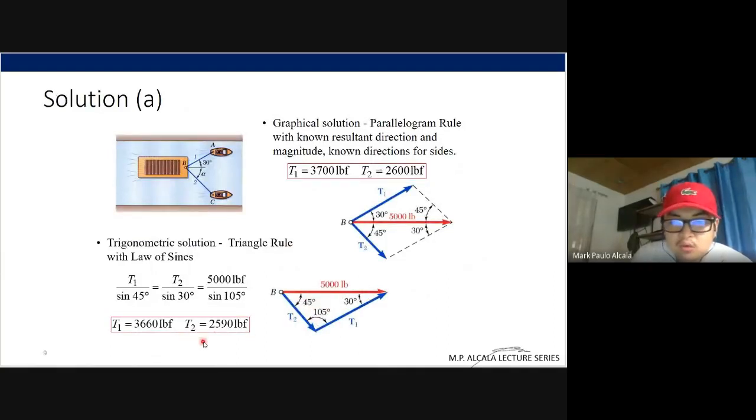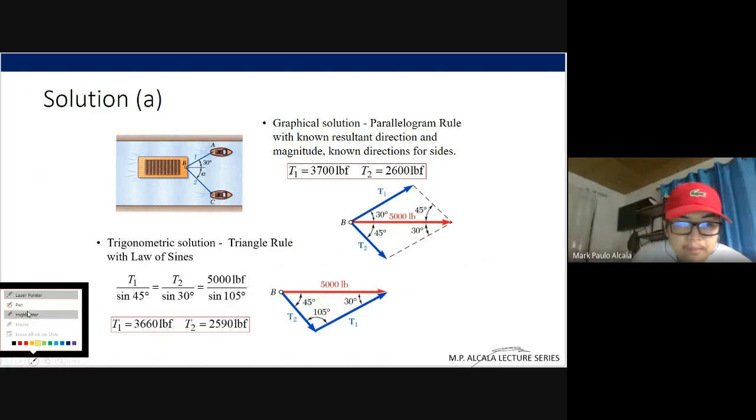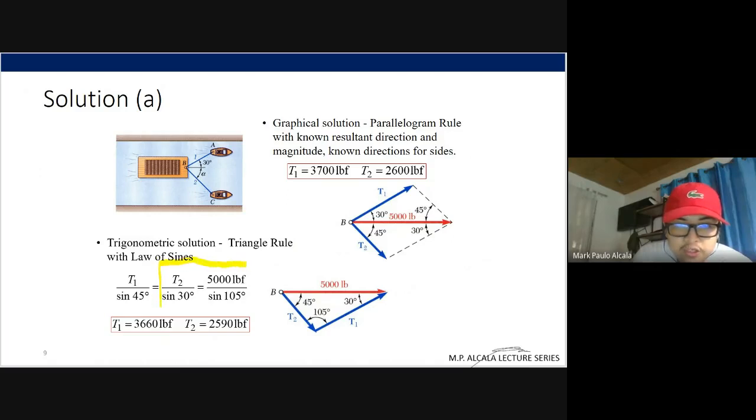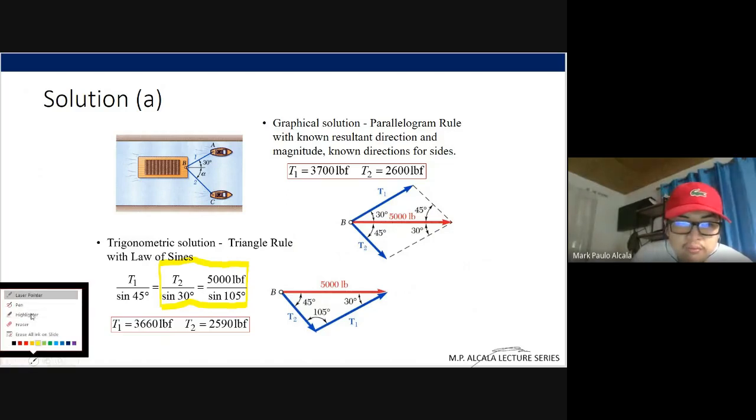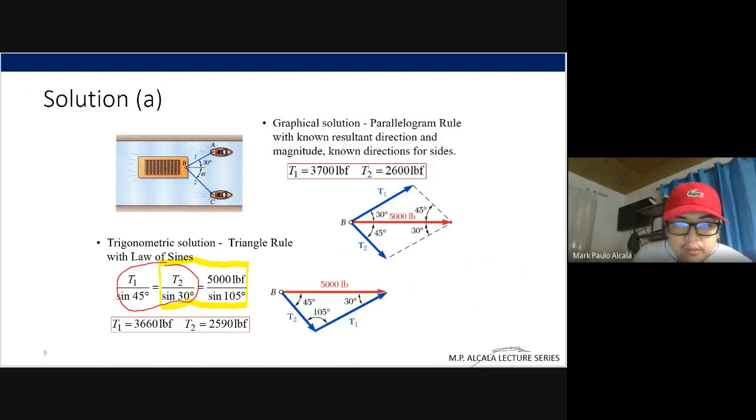So T1 and T2 can simply be solved. So consider this as your first equation, one equation with one unknown. And then once you get T2, you can use that in order to solve the second equation. You can consider this one. So solving, we get T1 and then T2.